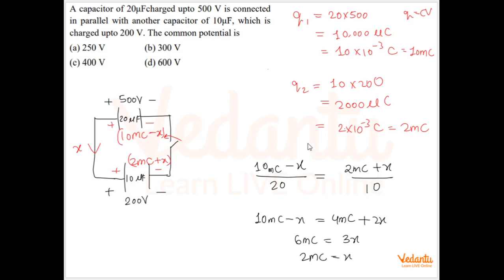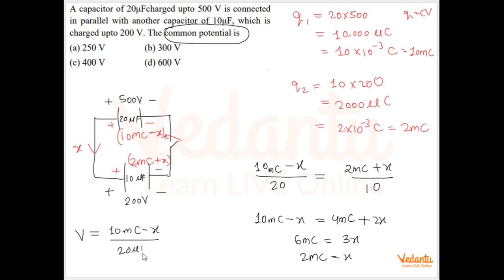Now my dear bachcha log, I have to calculate the common potential. That common potential, my dear bachcha log, you can just calculate potential of any capacitor. I will just calculate potential of 20 microfarad capacitor. It will be the new charge divided by the capacitance.